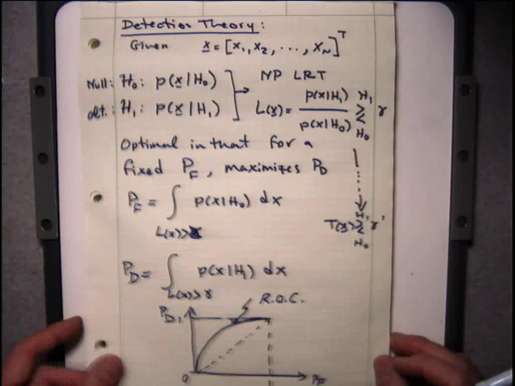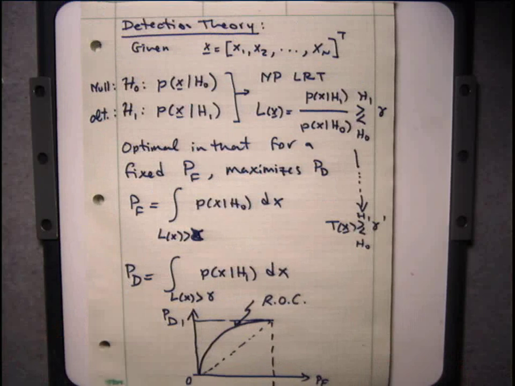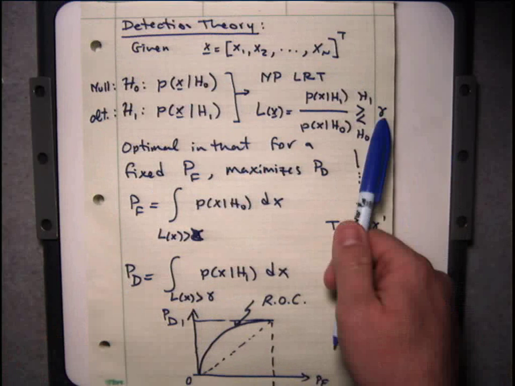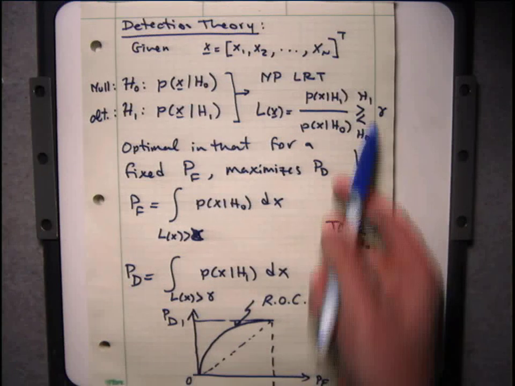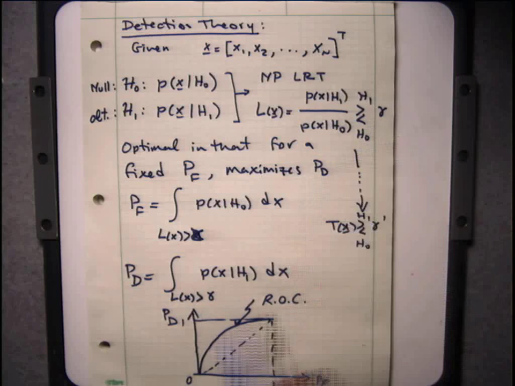Okay, so this was the basic framework, and if you remember, this framework basically allows you to fix your false alarm to whatever number you want it to be, which means that gamma basically ranges over an infinite range of values, which gives you this entire curve. Okay, it gives you a lot of flexibility.